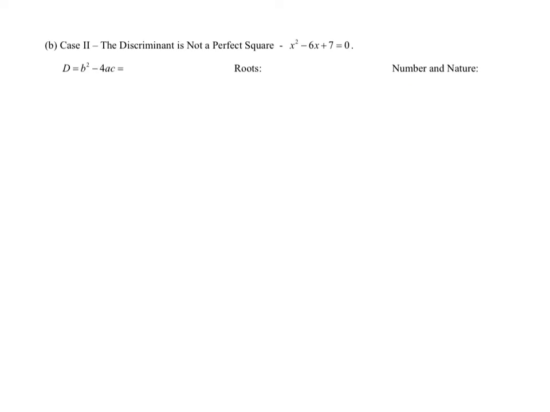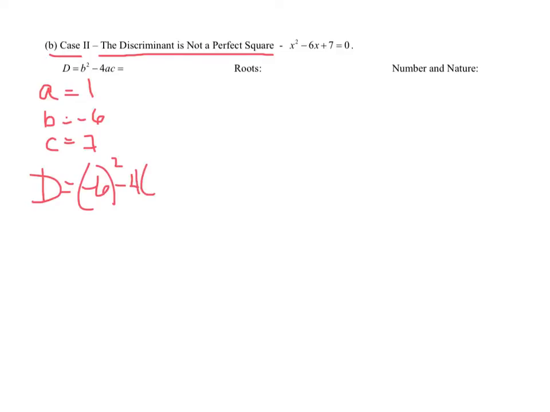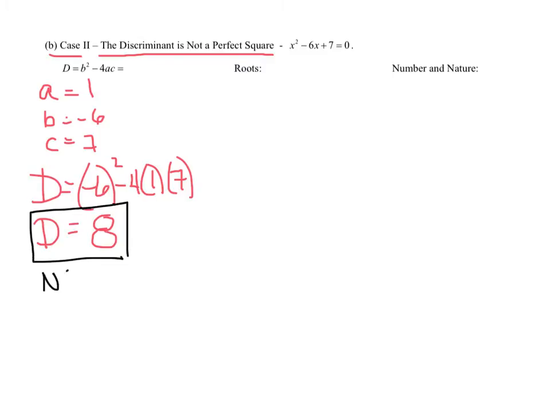Case 2. So again, case 2 in your notebook, and here's the rule. The discriminant is not a perfect square. So let's identify our A, our B, and C. Let's see, our A is 1, our B is negative 6, and our C is 7. So let's go get that discriminant. Discriminant equals b squared, so negative 6 squared, minus 4 times 1 times 7. I get the discriminant equals 36 minus 7 times 4, which is 28. I get the discriminant equals 8. Now, is 8 a perfect square? No. So I'm just going to say not a perfect square, just so I keep that straight.